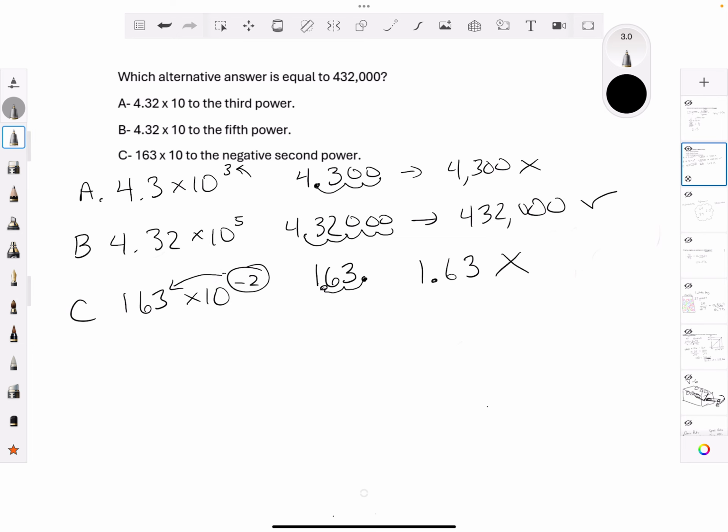Remember that this number right here, or this scientific notation, is equal to the same value as 430. Just because they look different doesn't mean the value of that number changes. The value just stays the same.